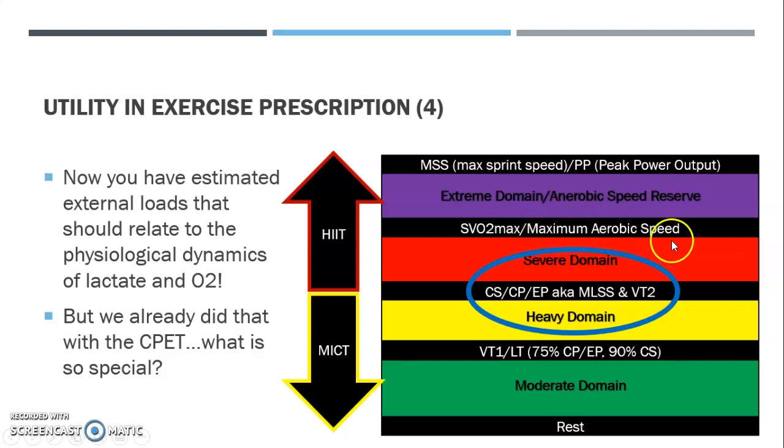You also see that we have maximum aerobic speed, which is coming from the 30-15 intermittent fitness test. And that's just going to be the lowest speed at which you can elicit VO2 max. And then the domain in between maximal sprint speed and this VO2 max speed is going to be the anaerobic speed reserve, which is basically the workload that doesn't rely on aerobic metabolism, because VO2 max, again, is aerobic metabolism.